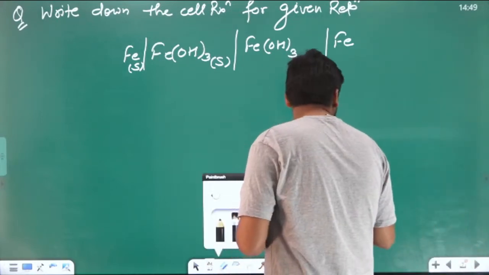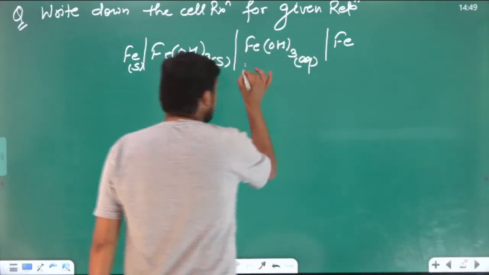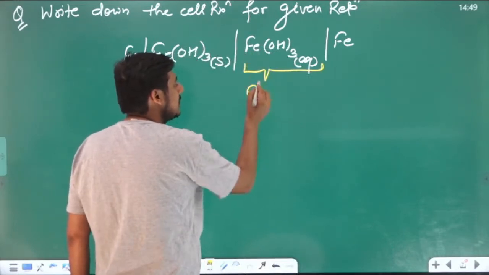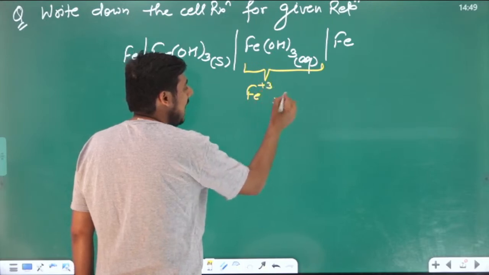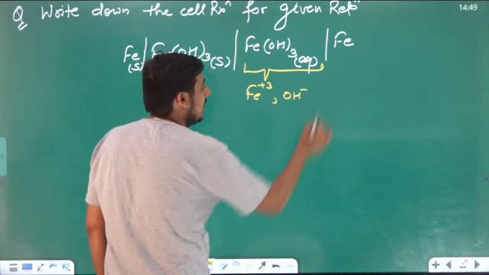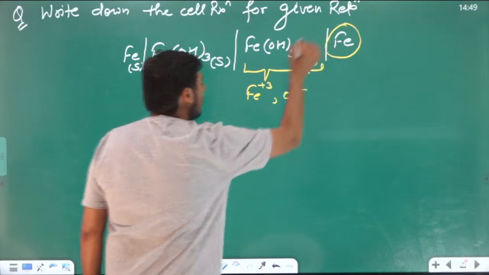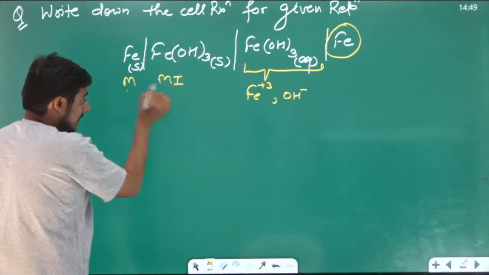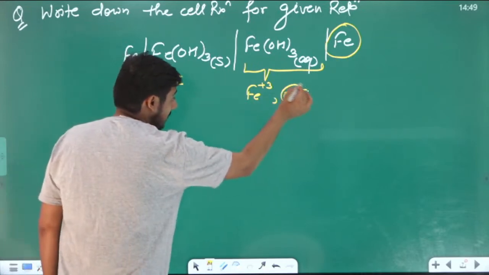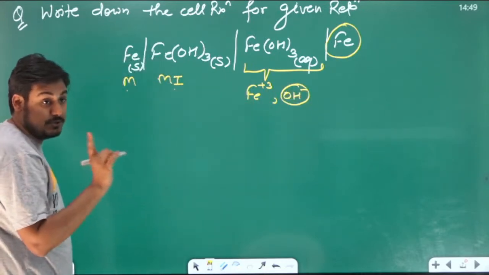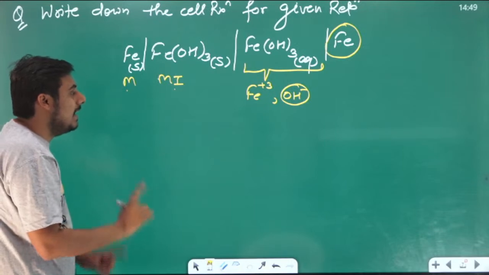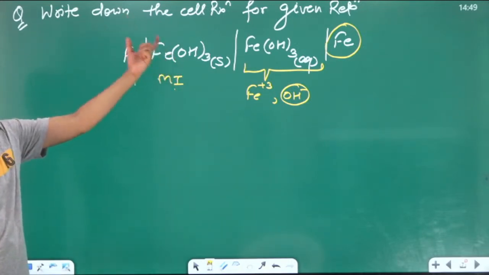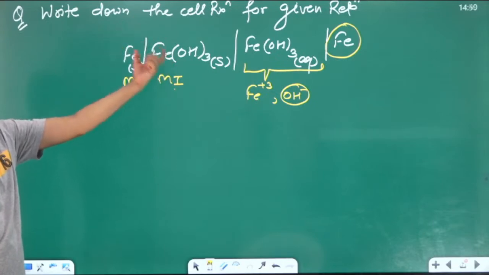Okay. Let me break this particular system into ions. This system consists of Fe+3 and OH negative ions. Here there is a metal electrode, and here there is a metal insoluble salt. We know that with a metal insoluble salt, the anion must be there for saturation, so that the salt remains saturated and in solid state. I told you this in the previous class.